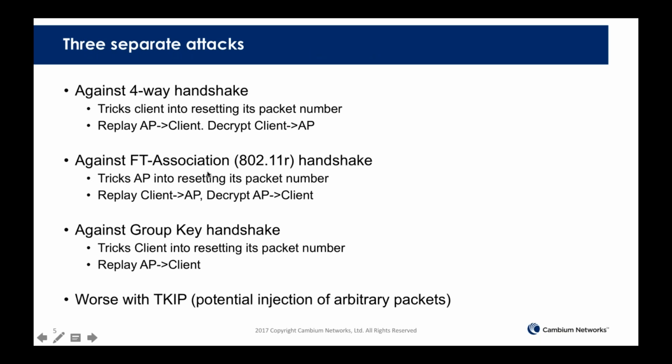So there are 3 separate attacks that the researchers have come up with, and these are the attacks against the 3 separate handshakes. So there is an attack against the 4-way handshake, which tricks the client into resetting its packet number. Once this attack is carried out, the attacker can potentially replay a packet from the access point to the client. The attacker can also decrypt client to AP packets.